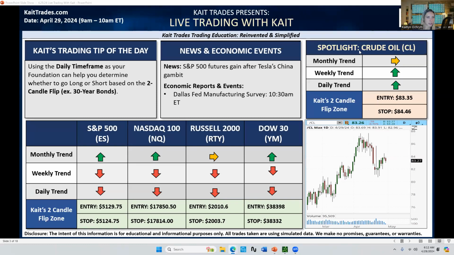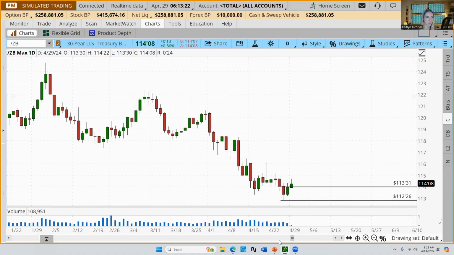Okay, so let's see. Spotlight trade mentioned crude oil. We went over that one already with the 2-candle flip and the move to the downside. So that also gives us perspective as far as us wanting to look for more short trade opportunities as crude oil is pulling back from that 2-candle flip. So again, keep an eye on the 2-candle flip. It gives you an indication of market direction. So now we know for today's session, we're going to be looking for more of those short trade opportunities. And then our equity index grid has been updated based on our 2-candle flips, S&P, NASDAQ, Russell, and Dow.